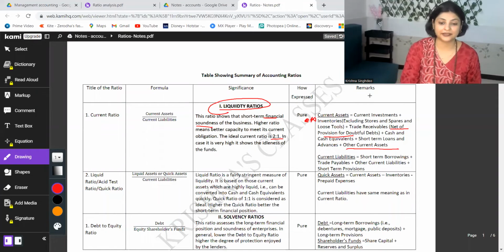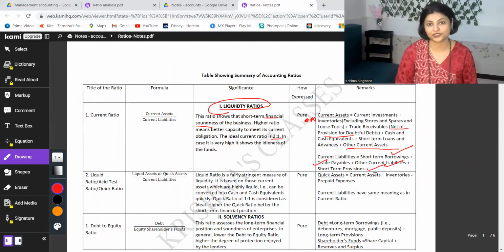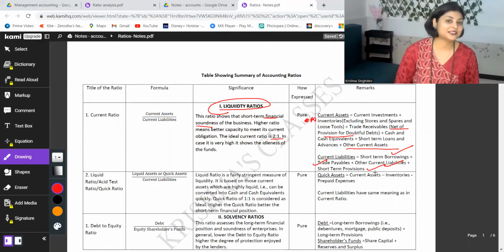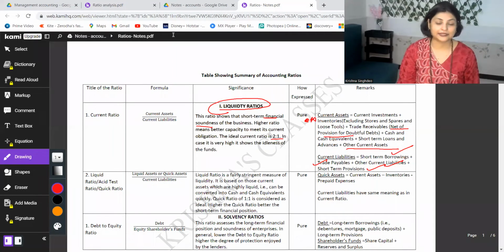Then what comes under current liabilities? Under current liabilities, you have short-term borrowings, trade payables, other current liabilities and short-term provisions as well. So all these things are your current liabilities. I hope now it is very clear to you what current assets and current liabilities are. But not only this, there are a few more things which are required to calculate the liquid ratio and current ratio. That is knowledge of working capital. What is working capital? This we must also know. So let us understand the formula of working capital. Then we will move to the quick ratio or acid test ratio.